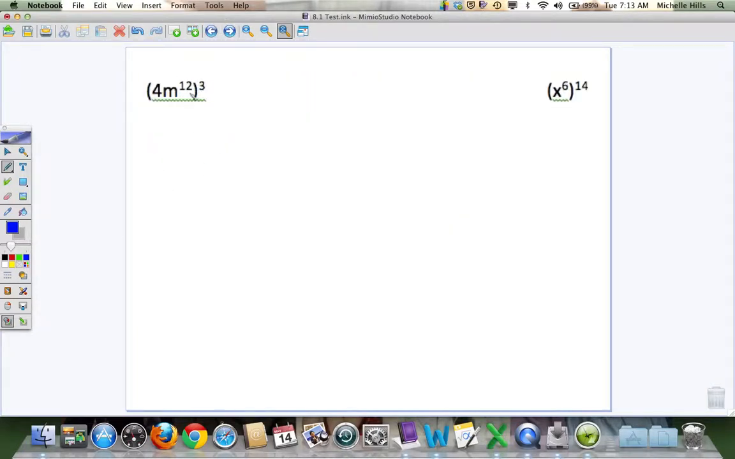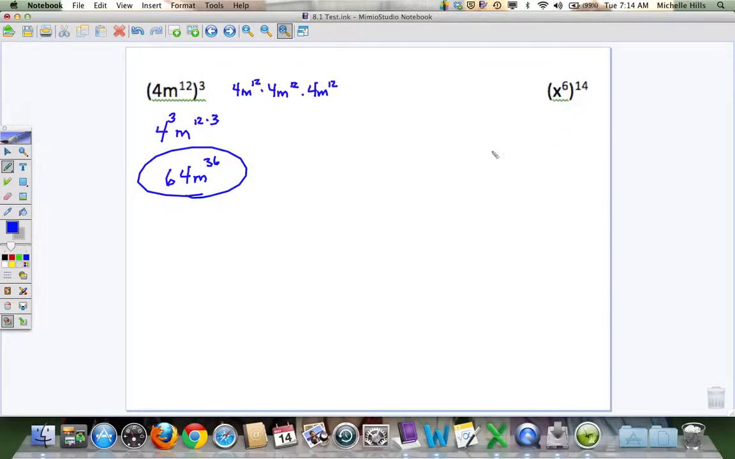Raising a power to a power. Think about what this really means. What it means is I would have a 4m to the 12th times another 4m to the 12th times yet another 4m to the 12th. So in that would be a 4 times a 4 times a 4, which is 4 to the 3rd power, not 4 times 3. And then I'd have 12 m's, 12 more m's, 12 more m's. I'd have 36 m's. So when I raise a power to a power, I multiply the exponents. So I end up with 64 m to the 36th power.